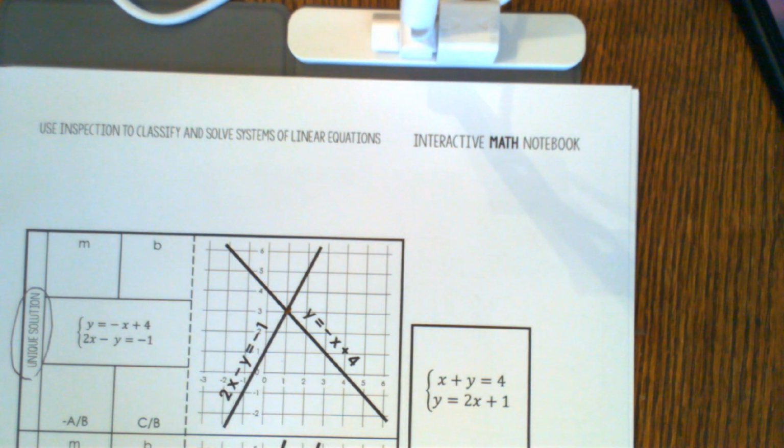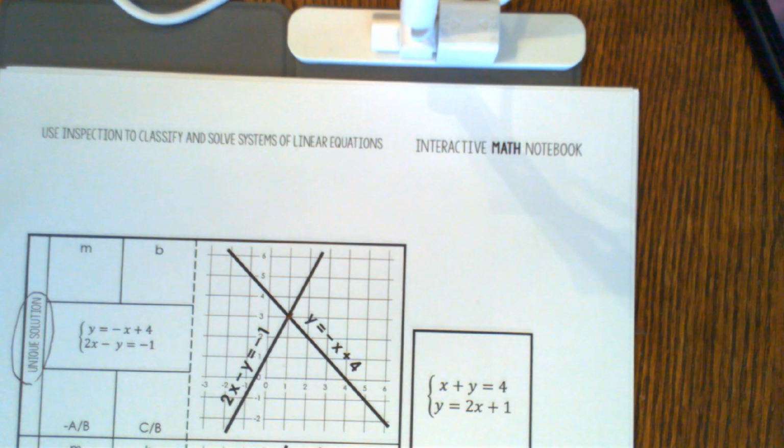No solution is the same slope. See how they're off to the same side? They form parallel lines that will never intersect. So there's no solution, okay?